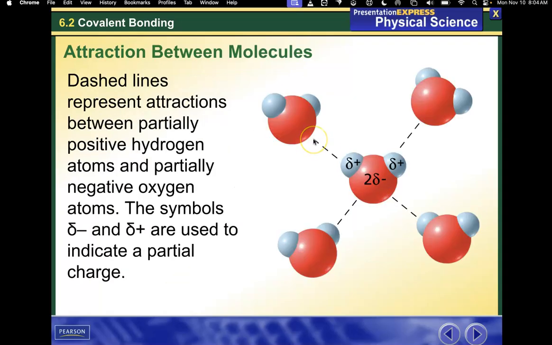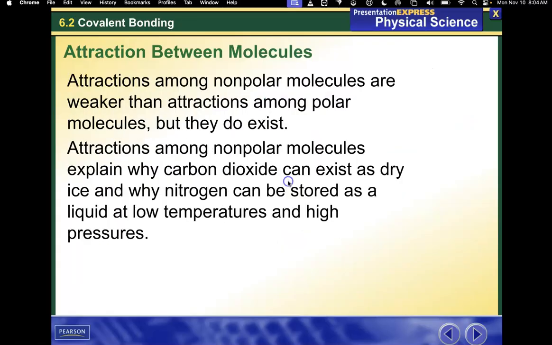Dashed lines represent attractions between partially positive hydrogen atoms and partially negative oxygen atoms. These symbols show that this part of hydrogen is attracted to that oxygen and so forth. And this is what allows water molecules to be attracted to each other and boil at a higher point. So these attractions among nonpolar molecules are weaker than attractions among polar molecules, but they do exist. Attractions among nonpolar molecules explain why carbon dioxide can exist as dry ice and why nitrogen can be stored as a liquid at low temperatures and high pressures.